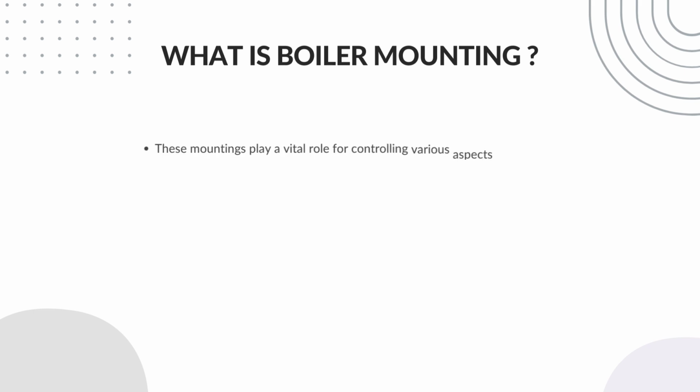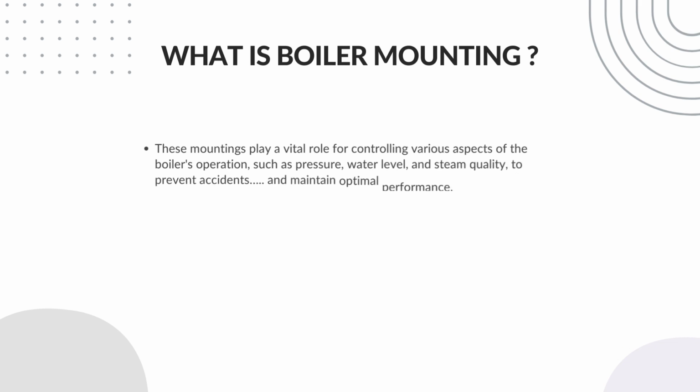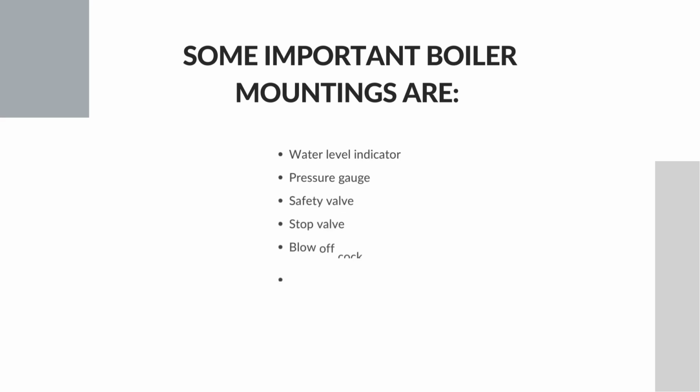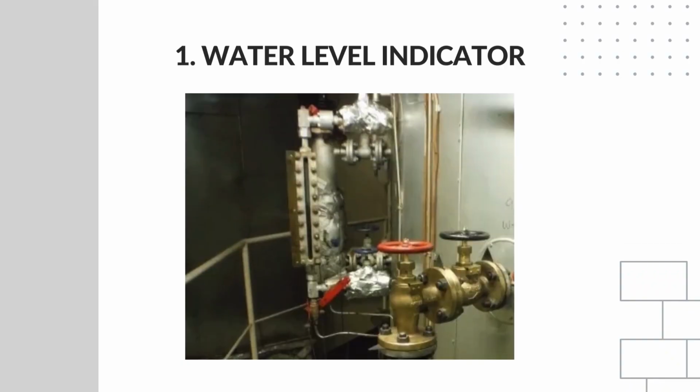These boiler mountings play a vital role in controlling various aspects of boiler operation such as pressure, water level and steam quality, to prevent accidents and maintain optimal performance. As per the IBR regulations, boiler mountings are essential fittings for the safe working of a boiler. Some important boiler mountings are water level indicator, pressure gauge, safety valve, stop valve, blow off cock, feed check valve, and fusible plug.